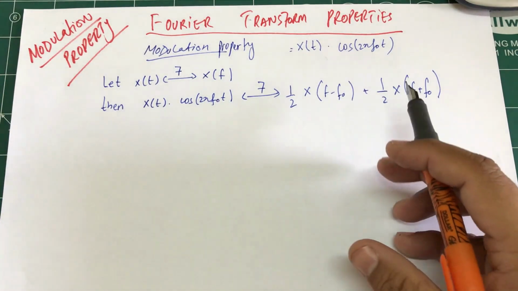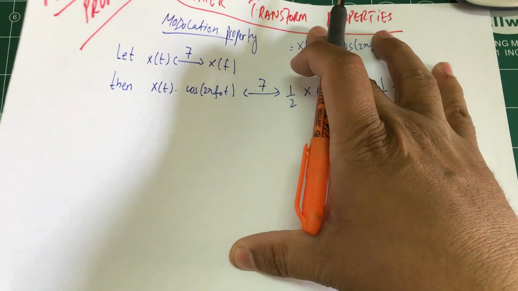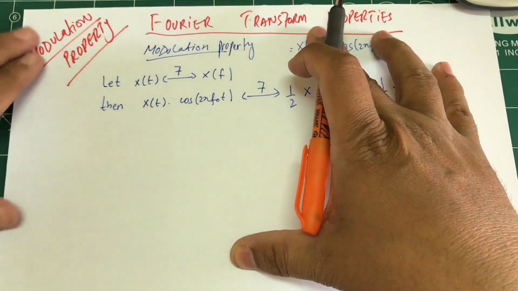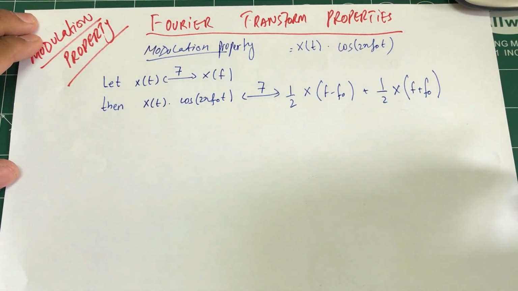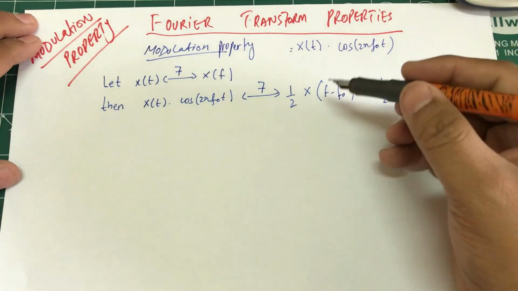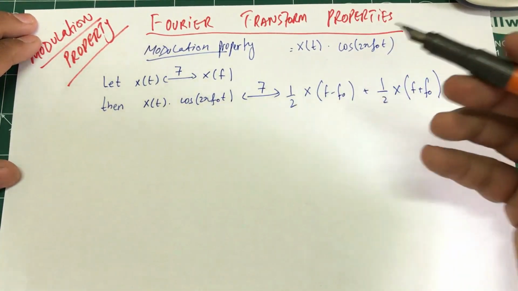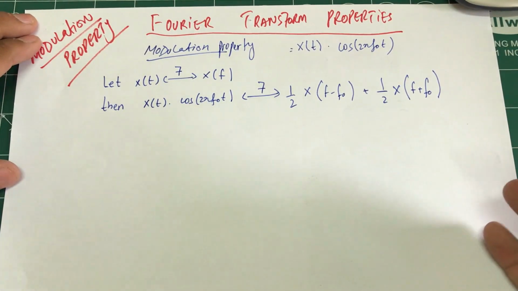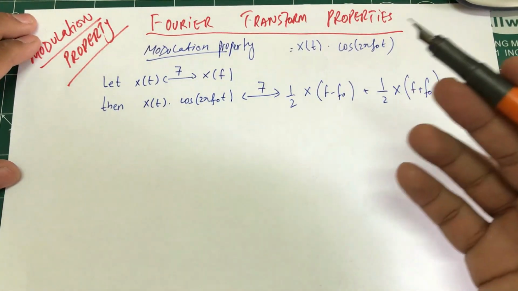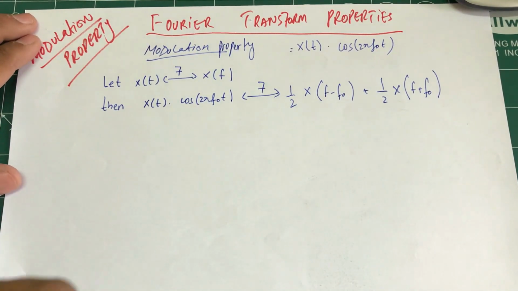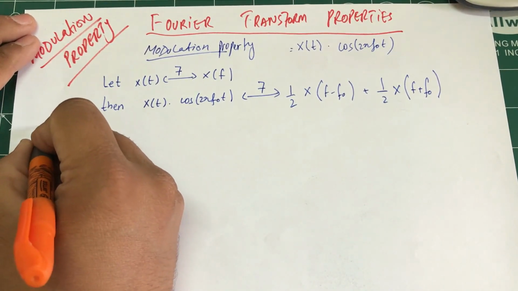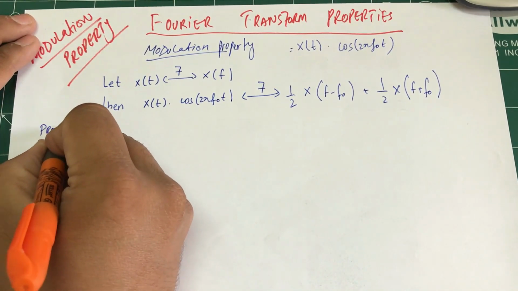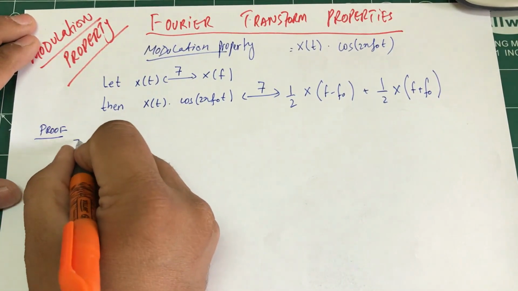All right, guys. If you look at it closely, this is similar to what we calculated for the cos function. When we were calculating the Fourier transform of a cos function, it was 1/2 delta f minus f naught plus 1/2 delta f plus f naught. So let's go through it and calculate the Fourier transform of it. Let's do a small proof by working out the example.